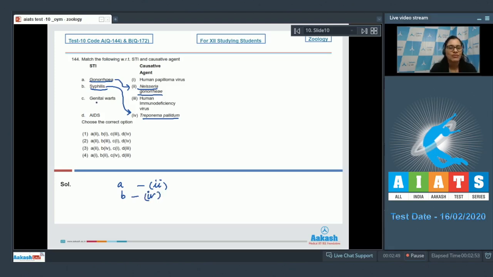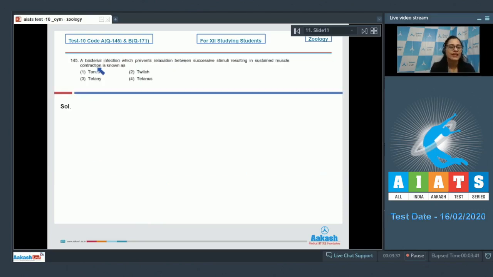The next STI given is genital warts, and the causative agent for genital warts is a virus, that is human papilloma virus. So C goes with first option in column 2, and the next option is AIDS, and the causative agent for AIDS is human immunodeficiency virus or HIV. So D goes with third option. So the correct answer to this question is option number 3, A with 2, B with 4, C with 1 and D with 3. Let's move on to the next question.